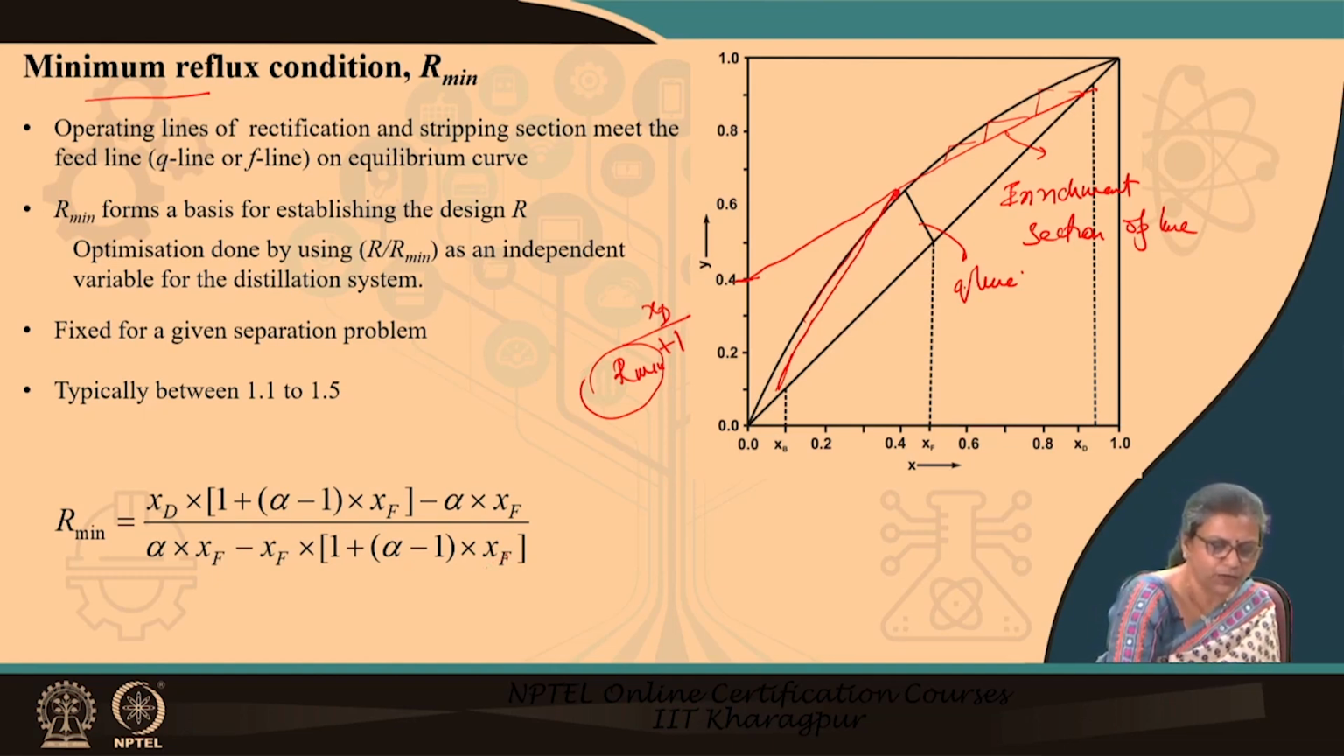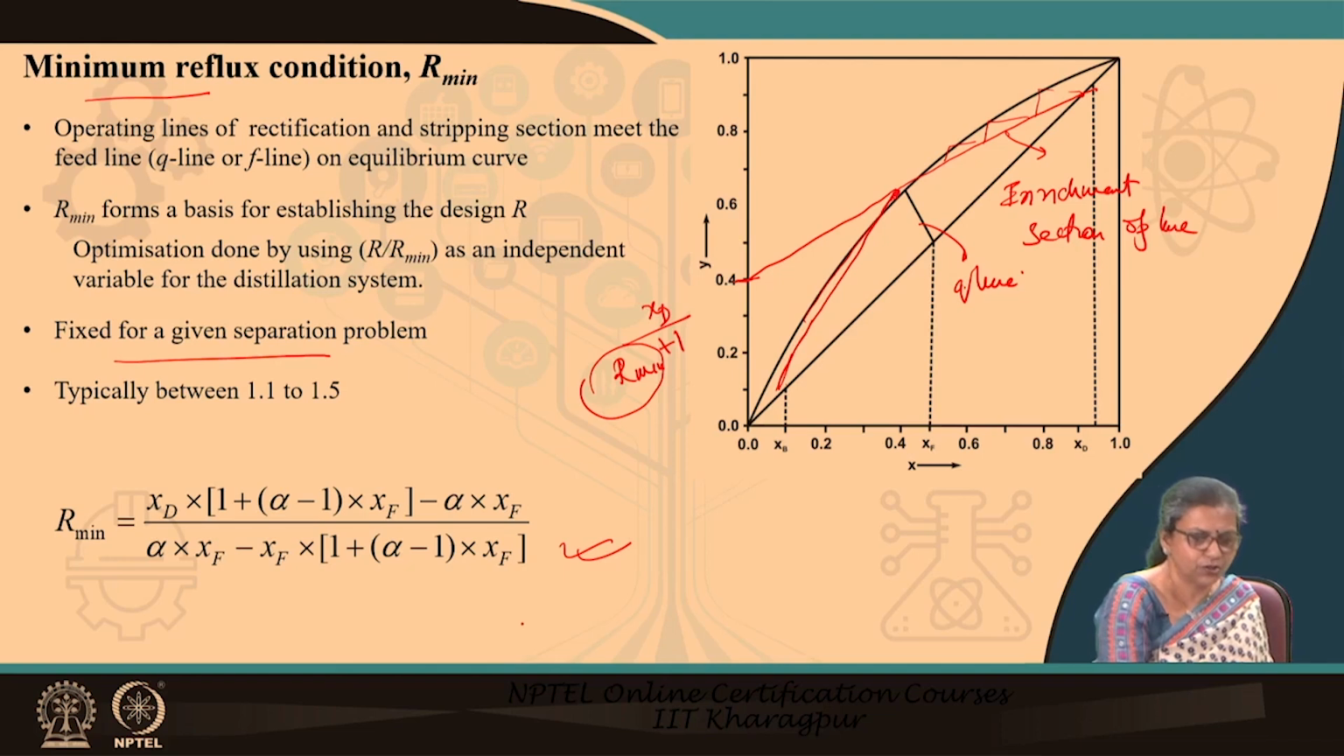Typically, it lies between 1.1 to 1.5, and we know that this R_m is fixed for a given separation, because for a given separation this x_D, x_F are all fixed, and the q line is fixed. Other than this geometrical construction, if we write it down, we can get an analytical expression. Based on this analytical expression also we can find out R minimum.